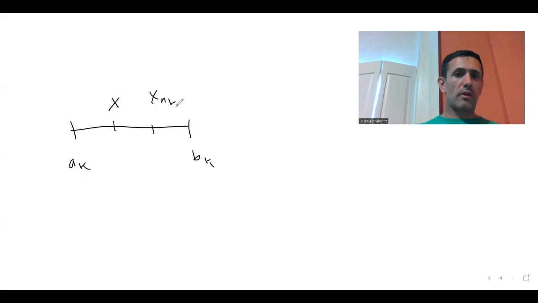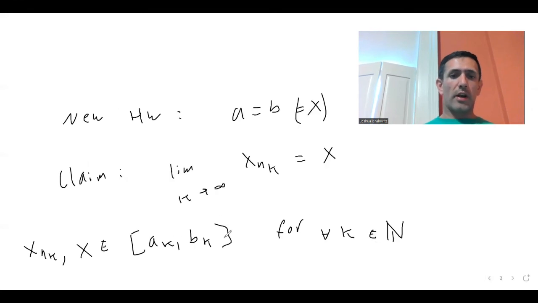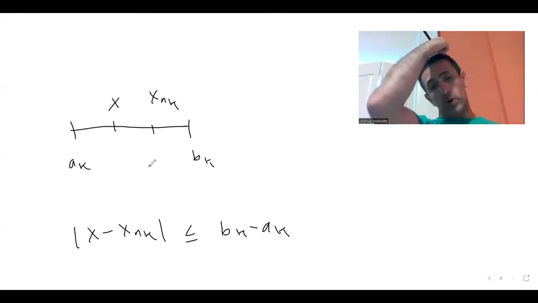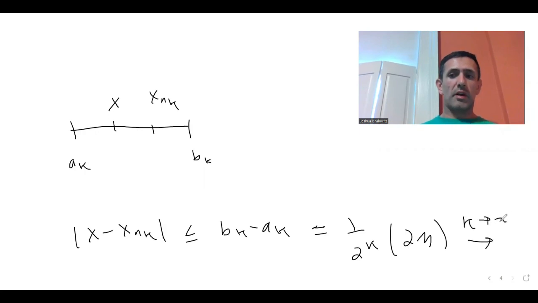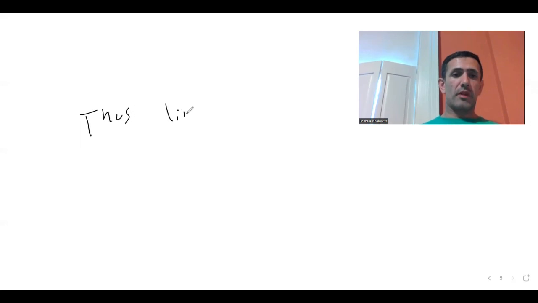Let's say we have something like this here. So that means |x minus x_{n_k}| is less than or equal to b_k minus a_k. Again, both of these are in this interval, so the distance between these two points is less than or equal to the length of the interval. And that length is 1 over 2^k times 2m, and it obviously goes to 0 as k goes to infinity. That means, by a little trivial proposition, x_{n_k} goes to x. And that's the proof.